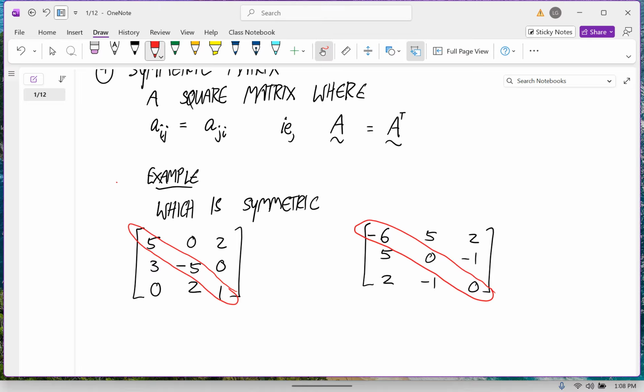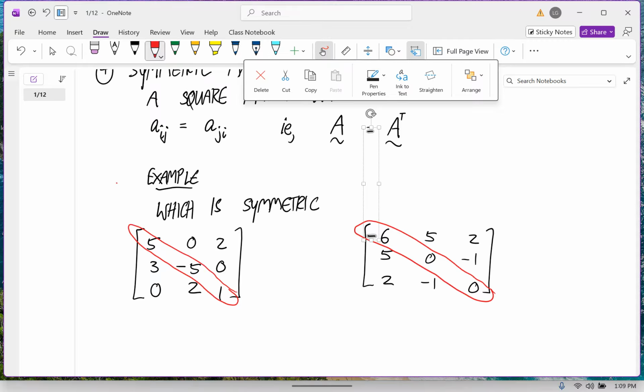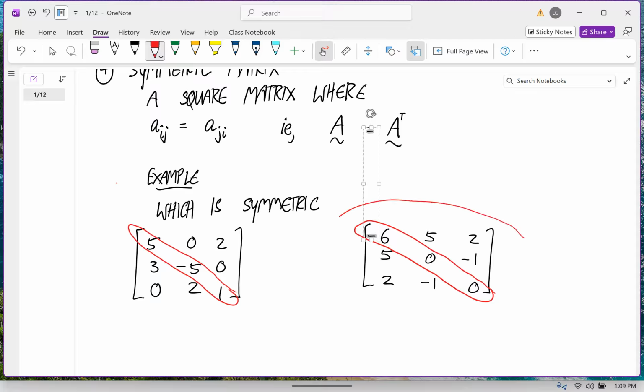Okay, so with this one, you can see right away that that doesn't hold. The 1,2 element is 0. The 2,1 element is 3. So that doesn't work. This one, on the other hand, the 1,2 element is 5. The 2,1 is 5. The 1,3 is 2. The 3,1 is 2. The 2,3 is -1. The 3,2 is -1. And so this is the one that's a symmetric matrix, and this one is not.